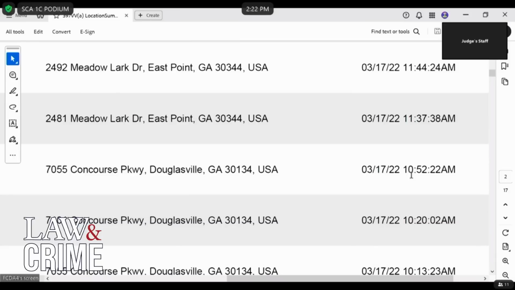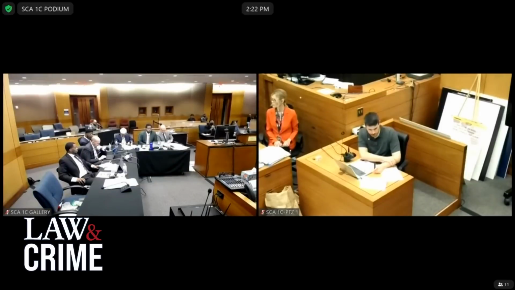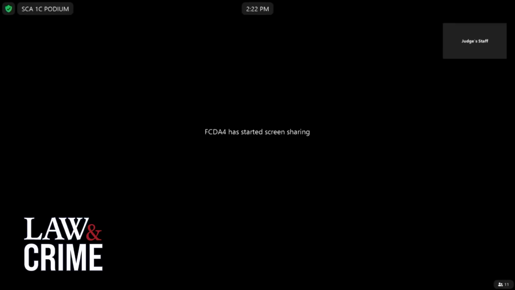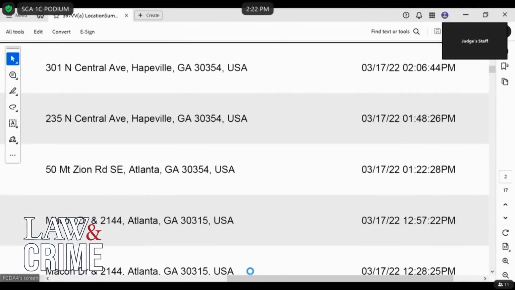Do you see on this report, the third from the top, a 50 Mount Zion Road Southeast? Yes, sir, I do. Do you know what's at 50 Mount Zion Road Southeast? I do not. What is the time and how long is the location at that site? So 50 Mount Zion Road, the last point at that location was March 17th at 1:22 p.m. And it says it was there for 20 minutes, so it would be from 1:02 p.m. to 1:22 p.m.